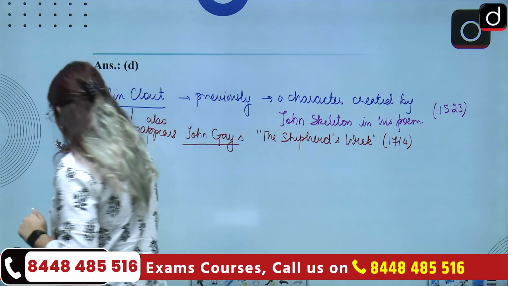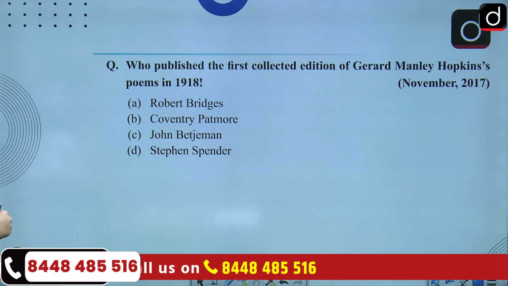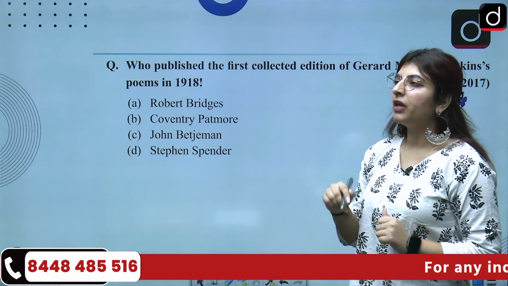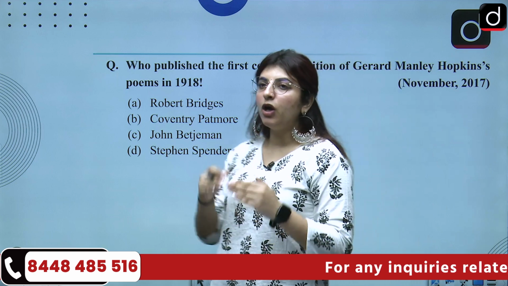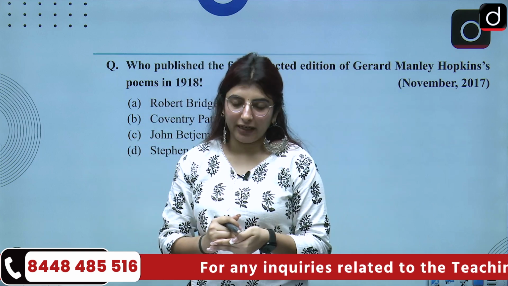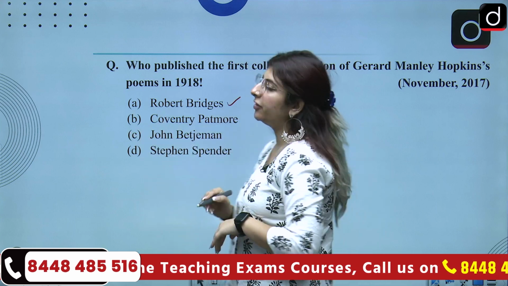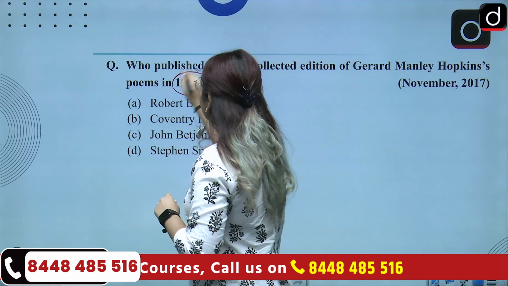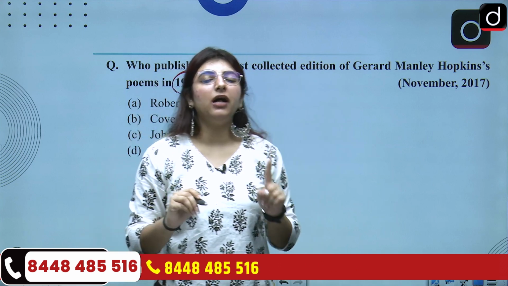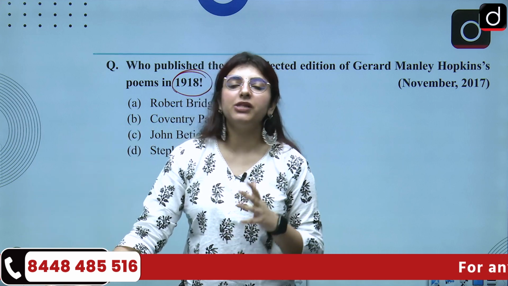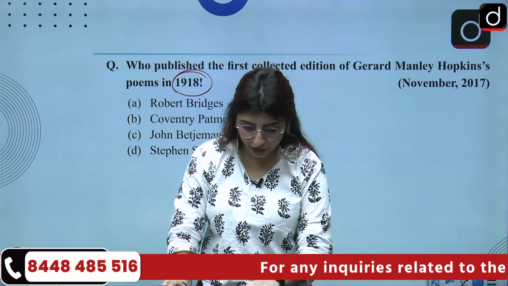Then moving forward to the next question: who published the first collected edition of G.M. Hopkins's poems in 1918? If you read about him separately, Gerard Manley Hopkins was not really famous during his lifetime. After he died, his poems were collected by Robert Bridges and published in 1918. This has also been asked separately as a previous year question, in which year Robert Bridges published Hopkins's poems in a collected way. So the right answer here is Robert Bridges, right?